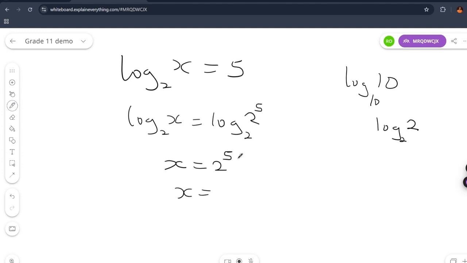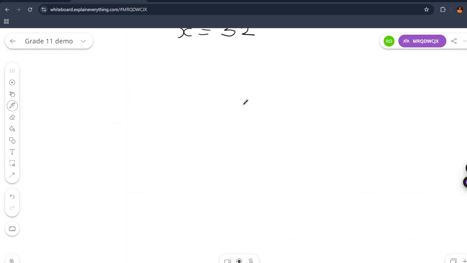And what is 2 raised power 5? 2 times 2 times 2 times 2 times 2. So that will be 32. So x equals 32. That is how to solve logarithmic equations.